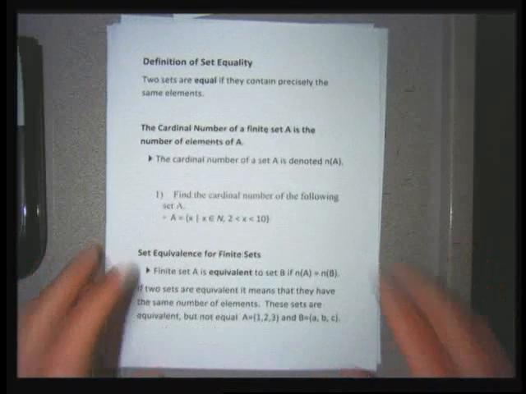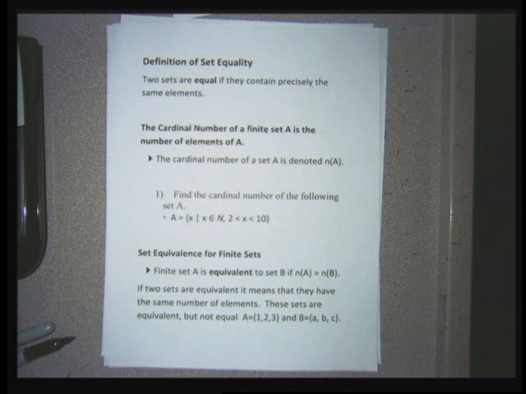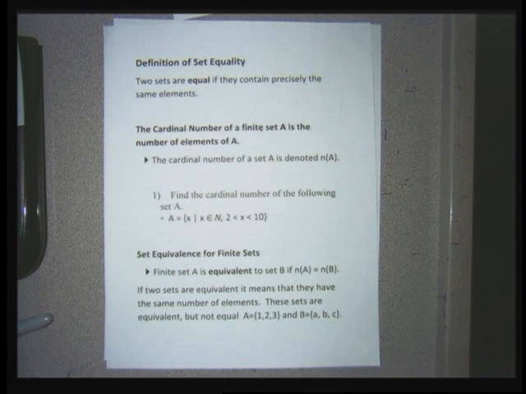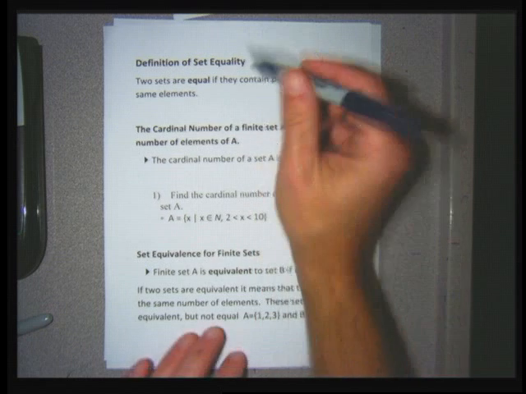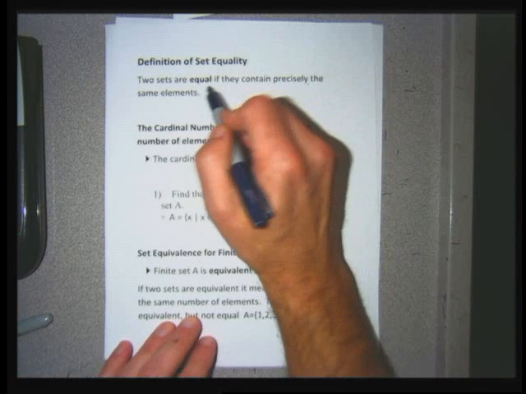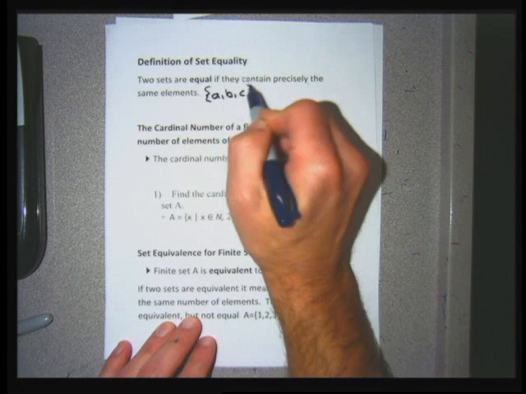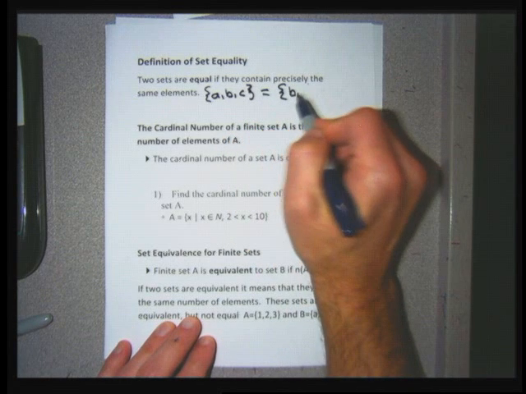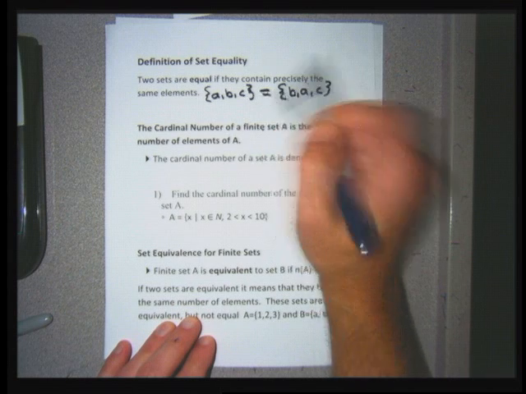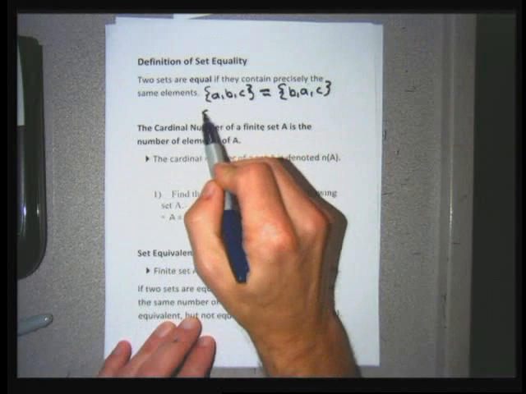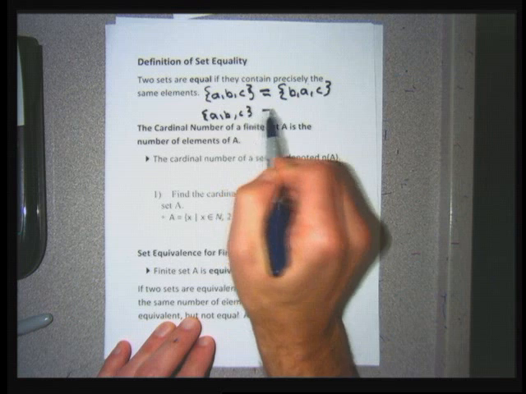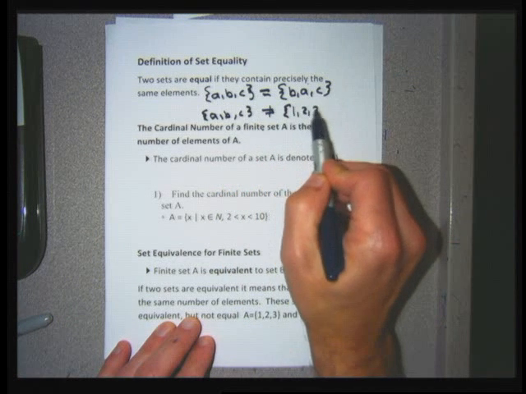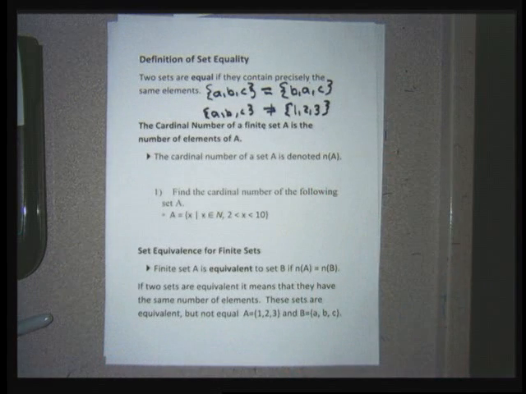This little section, these last couple pages, is supposed to prepare me for problems 75 through 78, then 79 through 84. So two sets are equal if they have exactly the same elements. So this set right here, the set that has the elements A, B, and C, equals the set B, A, and C, because they have exactly the same elements. But the set that has A, B, and C does not equal the set that has 1, 2, and 3. They have the same number of elements. They both have 3 elements, but they're not equal. To be equal, they have to have exactly the same elements.